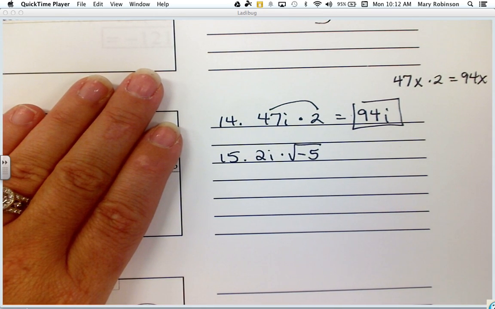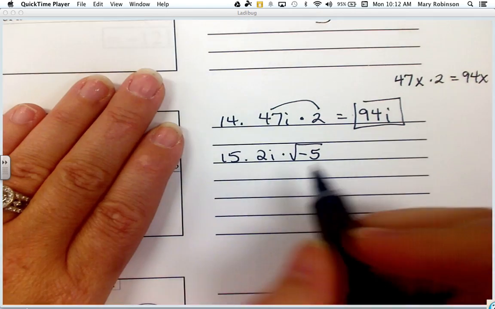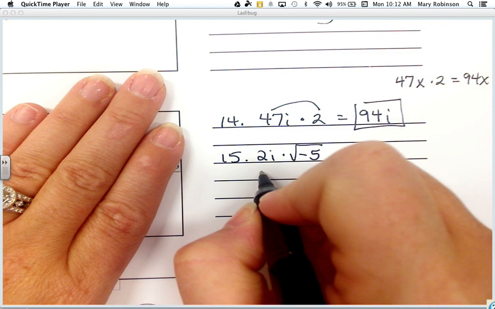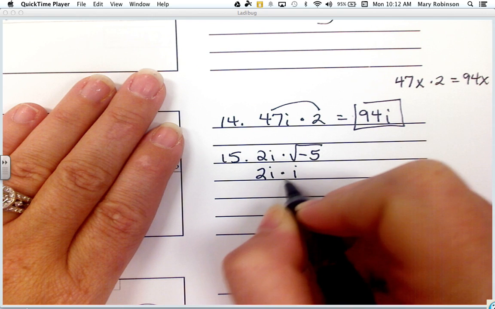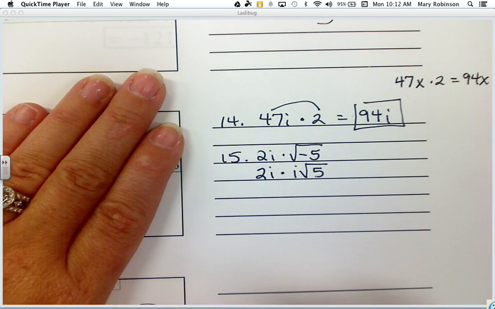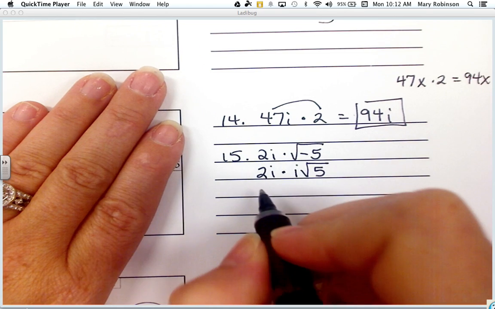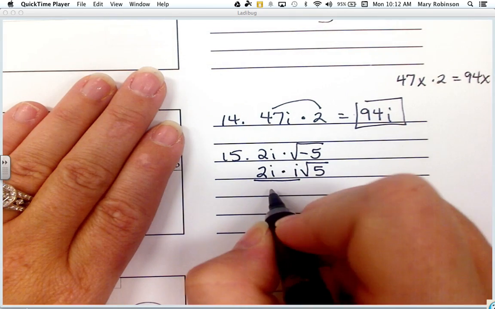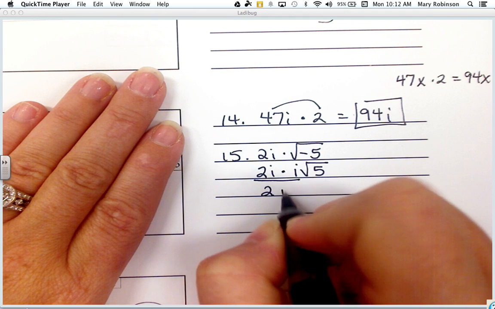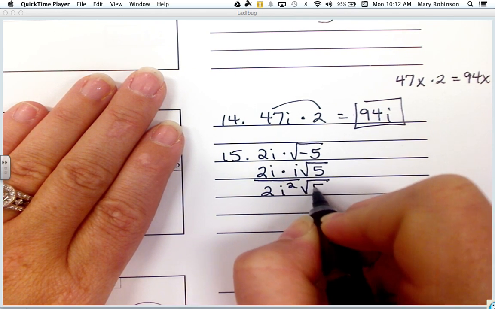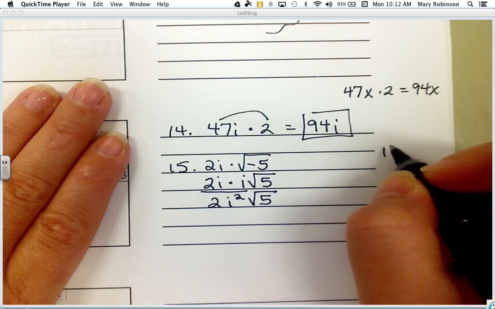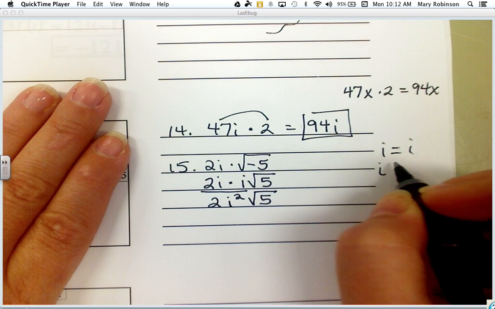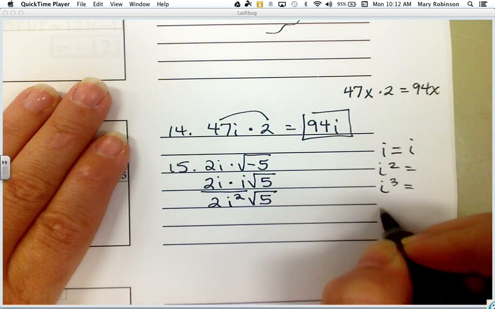So like the last slide talked about, we have to express imaginary numbers in terms of i. So if we see the square root of negative 5, we should remember from the previous lesson that that means we can take out an i, and that would give us i square root of 5. Now we want to multiply the numbers on the outside. 2i times i gives us 2i squared. But that means we need to remember the value of i squared. So just to recap, if we have i, we use i, but if we have i squared or i cubed or i to the fourth, we have to remember those.